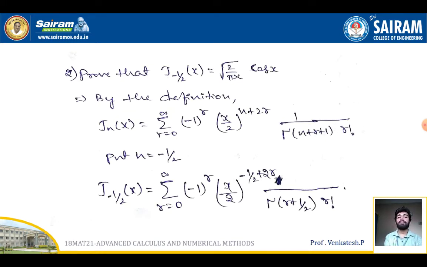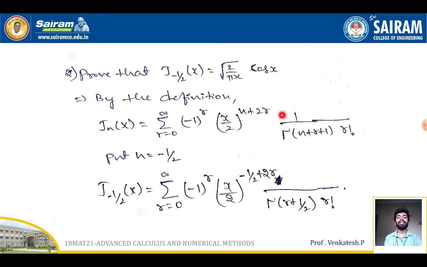Similarly, prove that J minus 1 by 2 of x is equal to square root of 2 by pi x into cos x. So same like the previous problem, take the definition of Jn of x. Jn of x is given by summation r from 0 to infinity, minus 1 power r, x by 2 whole power n plus 2r, into 1 by gamma of n plus r plus 1 into r factorial.